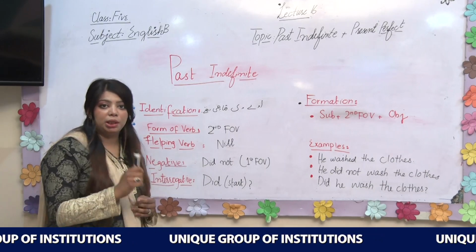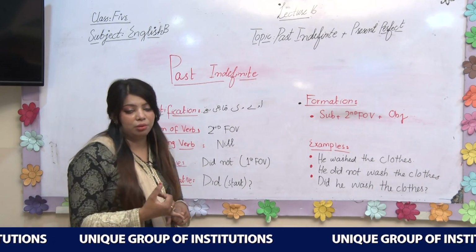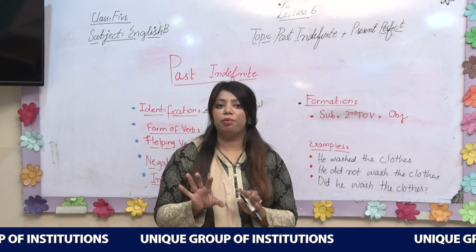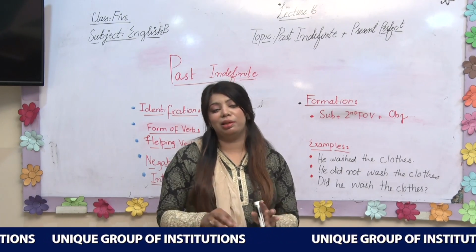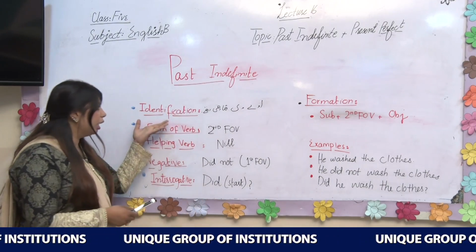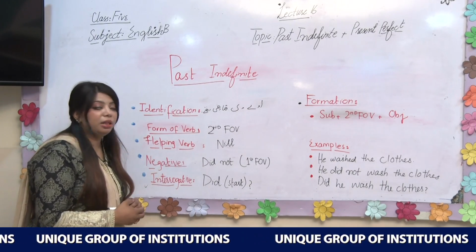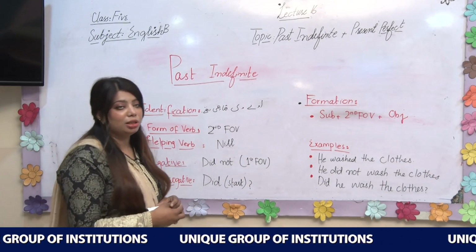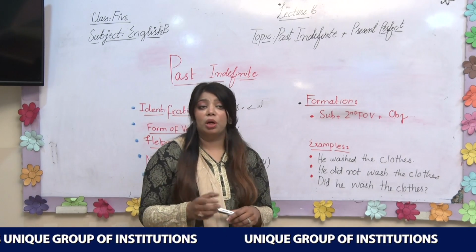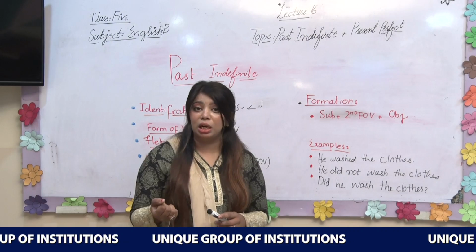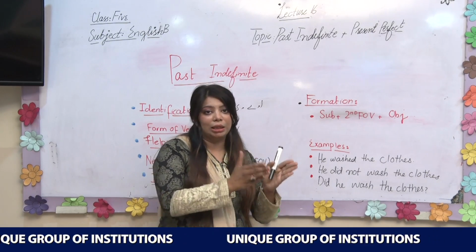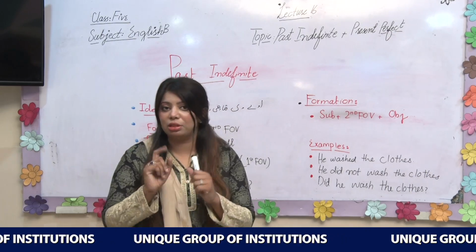As I told you earlier, there are 5 tips: identification, form of verb, helping verb, negative and interrogative. By following these 5 tips you can learn any tense easily. So let's start. Identification: in past indefinite, it ends with "a, i, e, ta, tha, thi, the." Like "wo khana khata tha, usne khana khaya." Understood? So this is all about tha, thi, the and a, i, e, the first step of it.